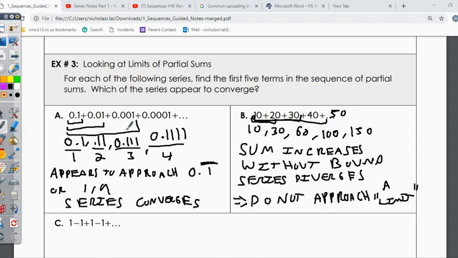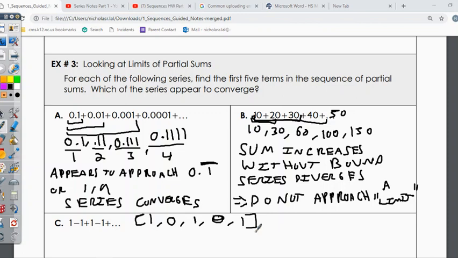All right, and for C, even though there's not too much space, I can fit it all because if we notice the pattern here, when the first term would be 1, then you add the first 2 terms, you would get 0. Add the first 3 terms, you would get 1. Add the first 4 terms, you would get 0. Add the first 5 terms, you get 1. And notice we're not really converging to a value here.